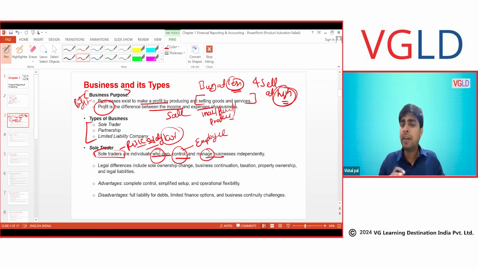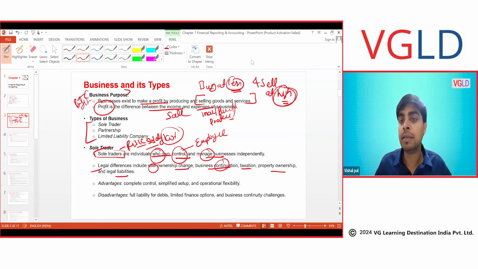Okay, so sole trader, a very small business we see on a day-to-day basis. The legal differences of a sole trader cover ownership change, business continuation, taxation, property ownership, and legal liability. If I die, or if I want to discontinue my business, I need to sell it to somebody, otherwise the business will not be able to continue. There is no continuation of the business after I no longer exist.